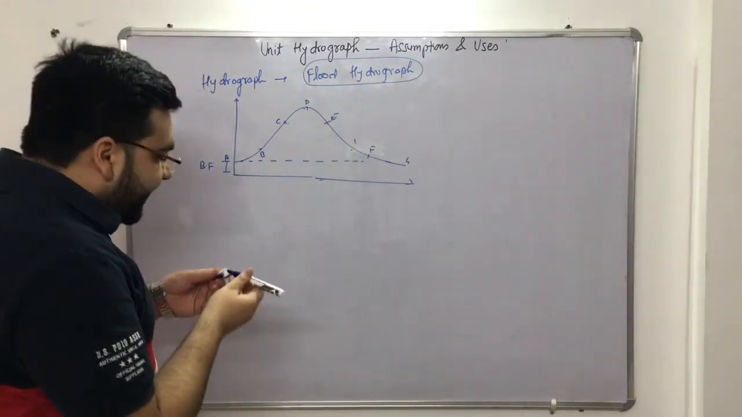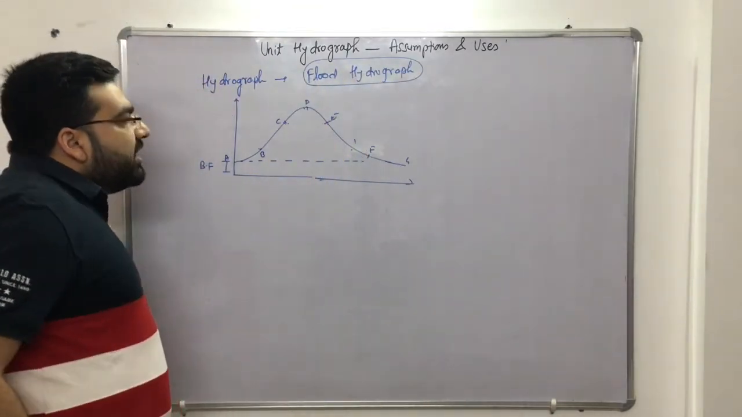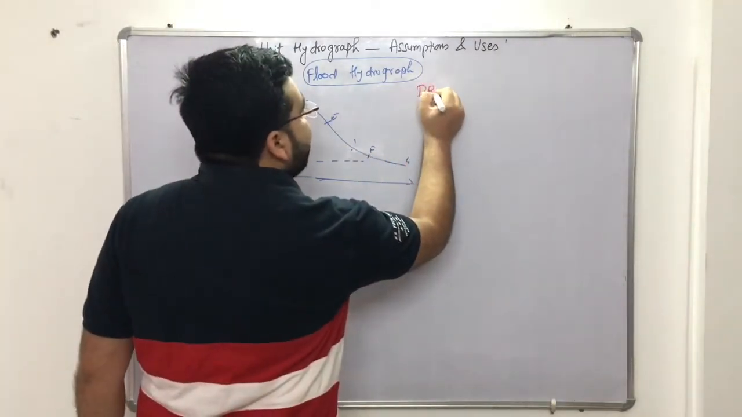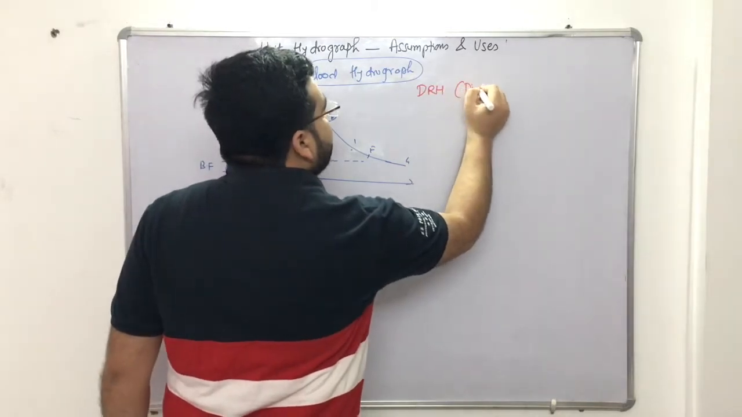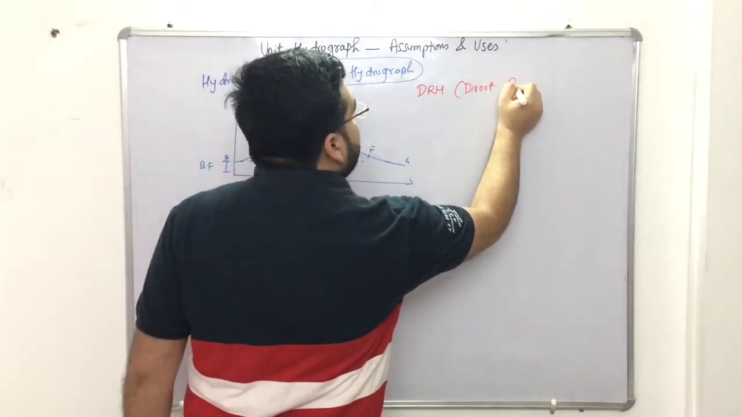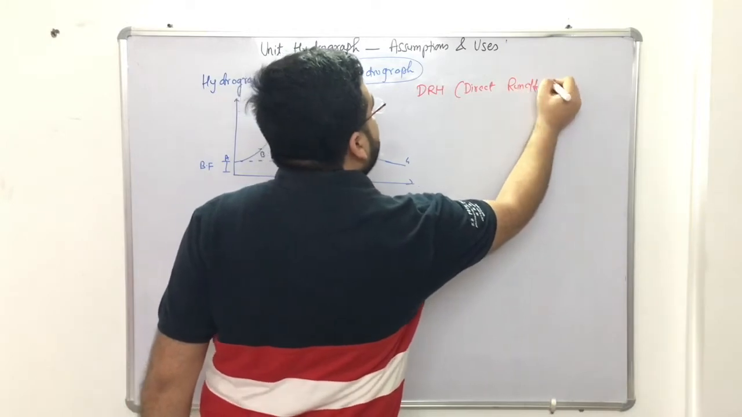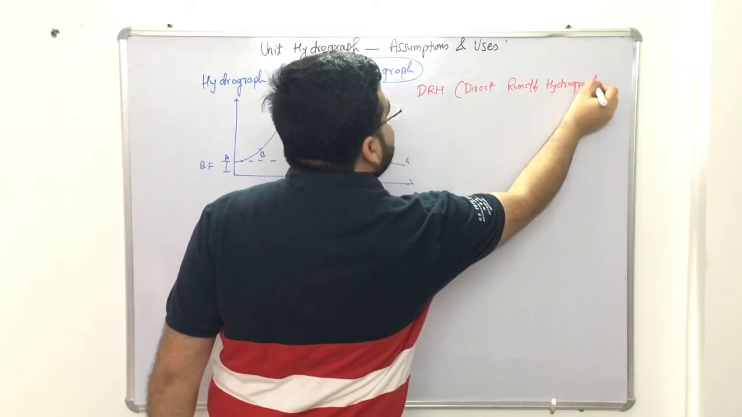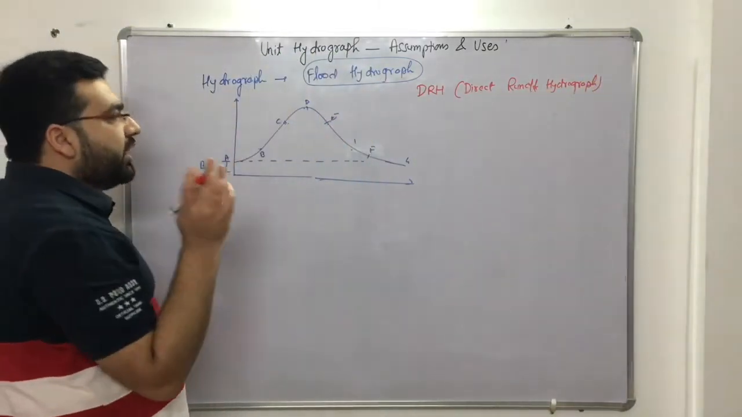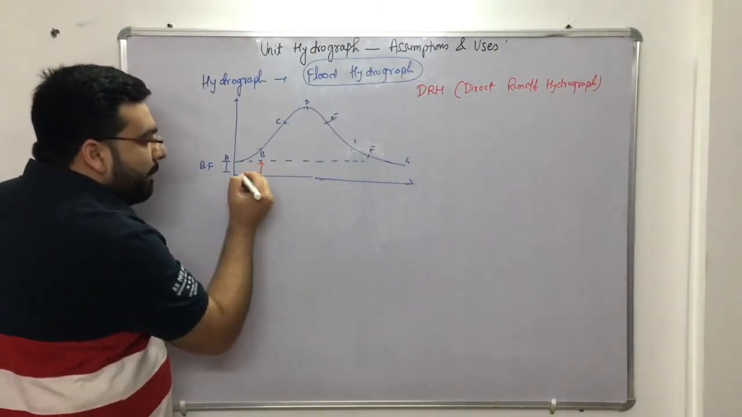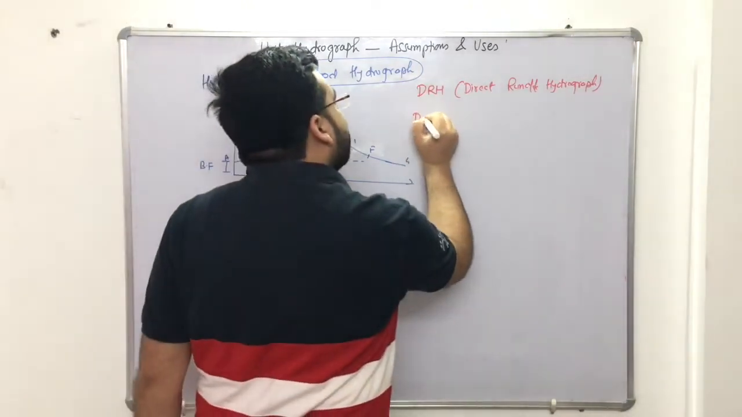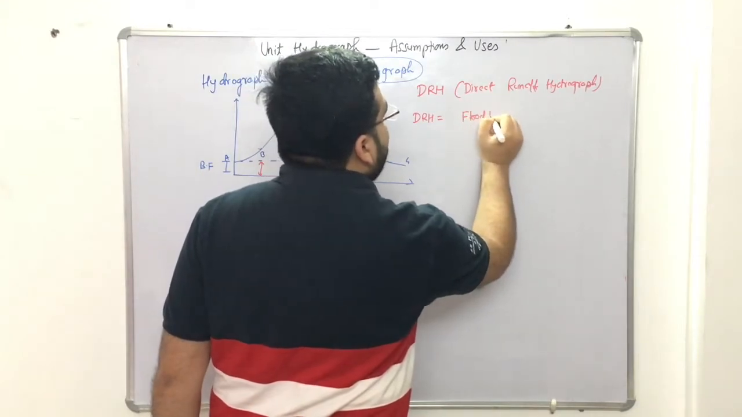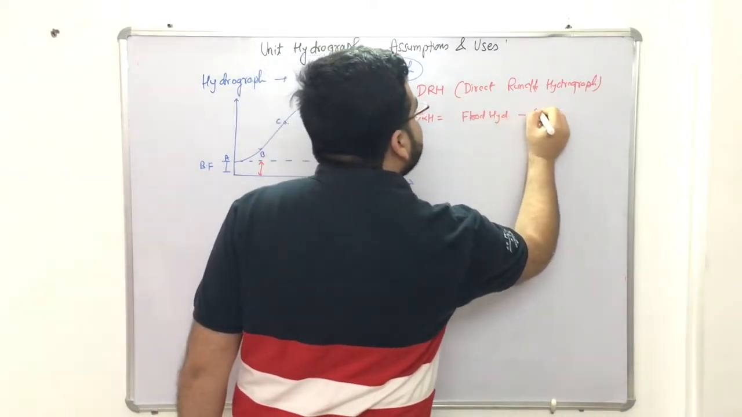Okay? Now the second thing which I told you about was the direct runoff hydrograph. So in the direct runoff hydrograph, what we are doing is that from the flood hydrograph, we are subtracting the base flow. So you can say that direct runoff hydrograph is equal to flood hydrograph minus base flow.